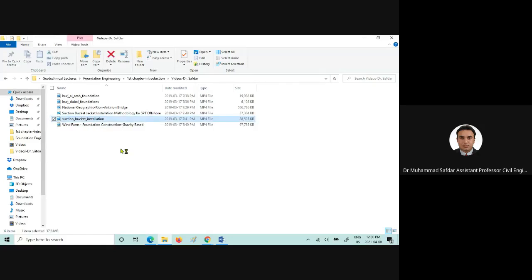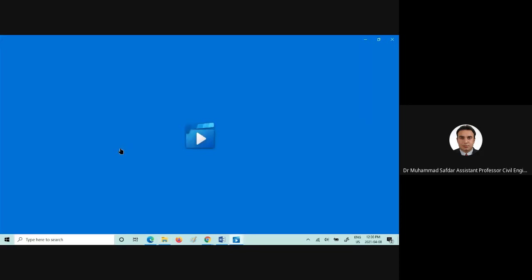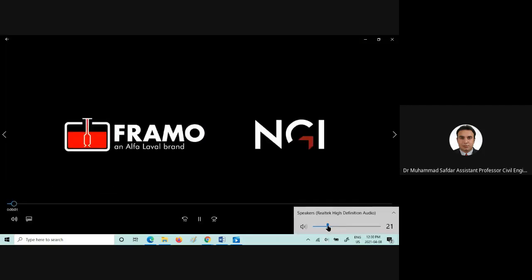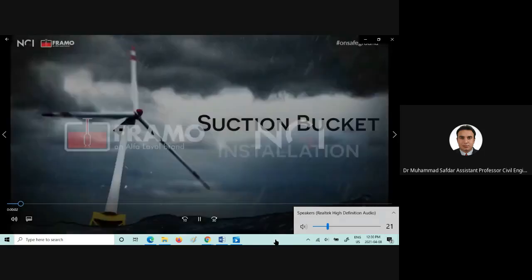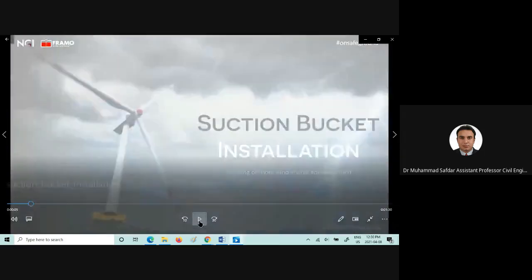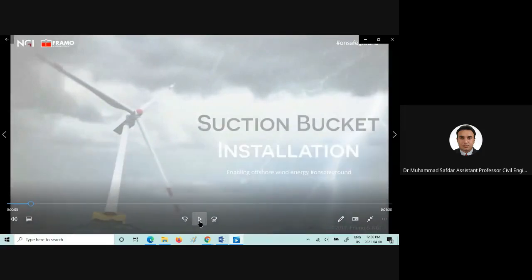You can see the suction bucket foundations, just like the drum, upturned buckets, suction is applied. You can lower down the sound here. So these won't be discussed in the course, but it's just going to give you an introduction of what kind of foundations a geotechnical engineer can design, and also what's going on in the world in the field of geotechnical engineering.